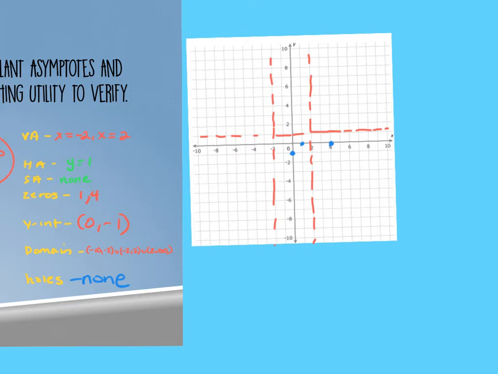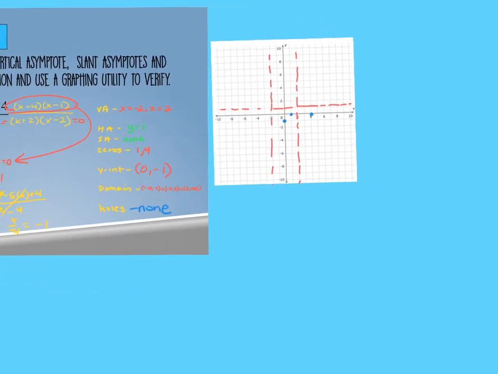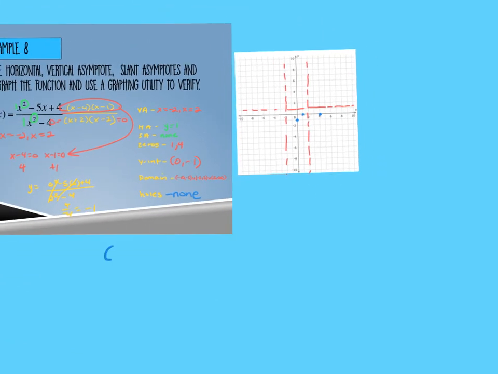Does this have symmetry? What would happen if I plugged in a -x? (-x) squared minus 5 times -x plus 4 over (-x) squared minus 4. This cancels, so I end up with x squared plus 5x plus 4 over x squared minus 4. So some of my signs change, but not all of them, which means no x-axis symmetry or y-axis symmetry, okay?